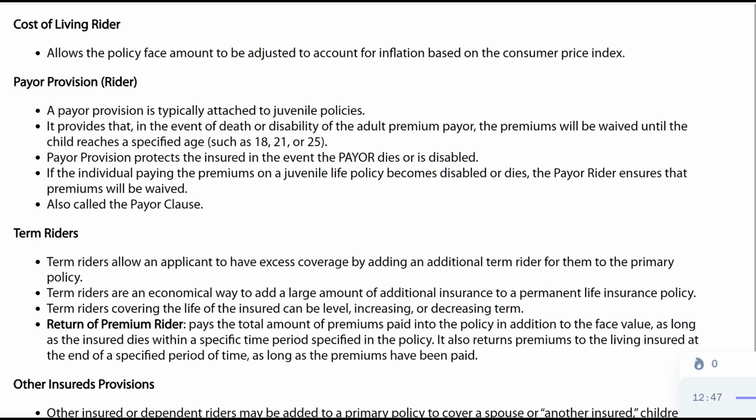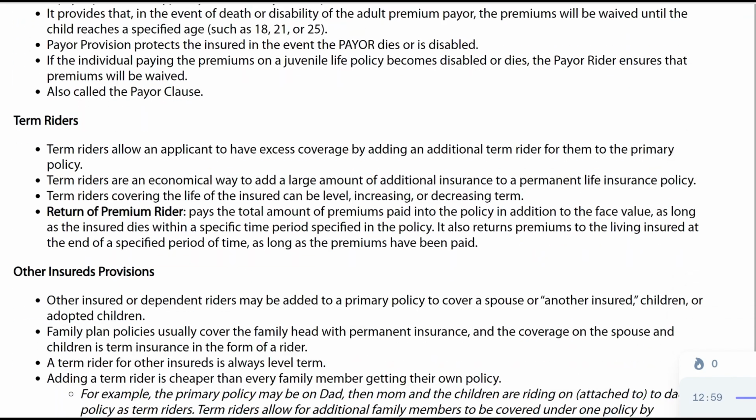Return of premium rider pays the total amount of premiums paid into the policy in addition to the face value, as long as the insured dies within a specific time period specified in the policy. It also returns premiums to the living insured at the end of a specified period of time, as long as the premiums have been paid.